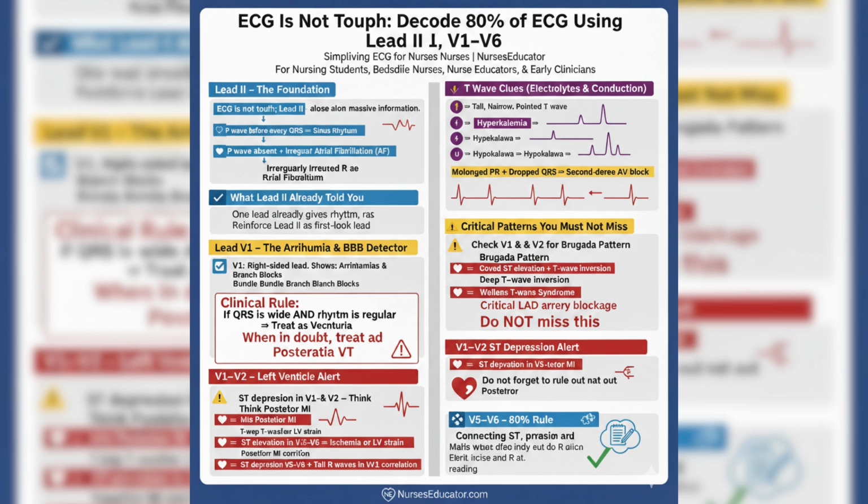If the P wave is missing, think about atrial fibrillation. And if the rhythm looks irregular, the gaps between QRS complexes keep changing, and you cannot clearly separate the P wave from the T wave, that is atrial fibrillation.